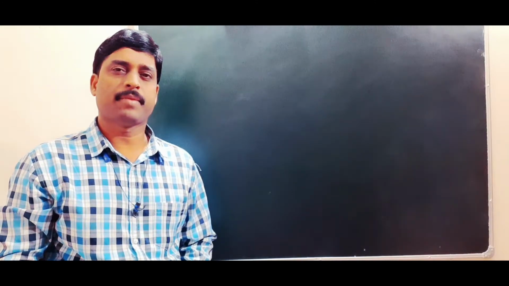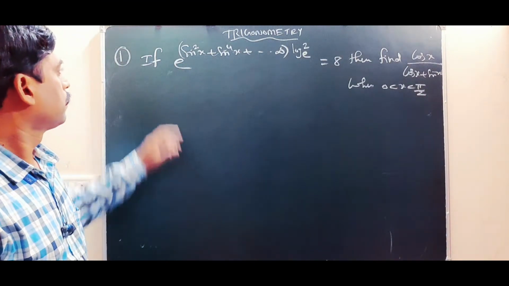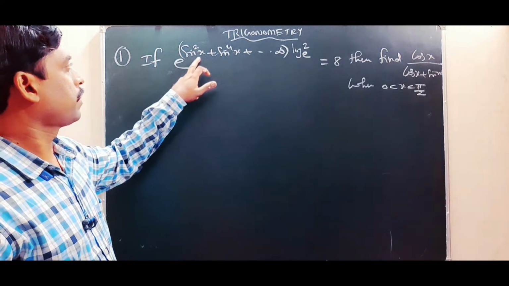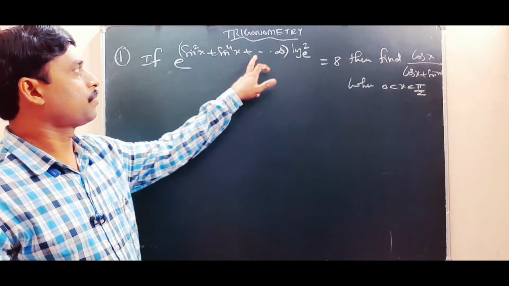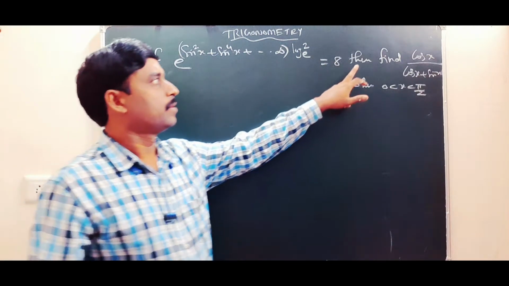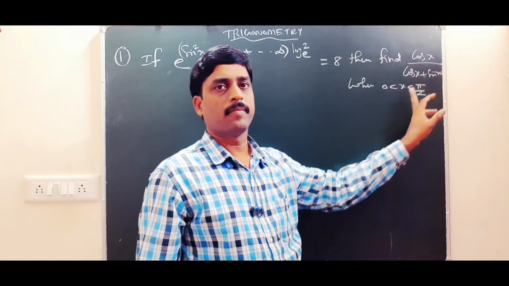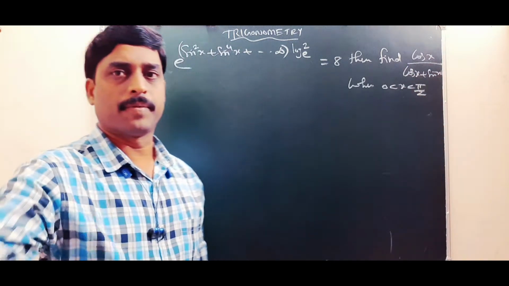Today I would like to explain trigonometry problems. Okay, now explain question number 1. If e to the power sin square x plus sin to the power 4x plus up to infinity into log 2 base c equal to 8, then we have to find cos x by cos x plus sin x, where x lies between 0 to pi by 2.